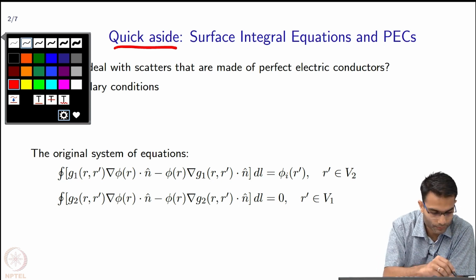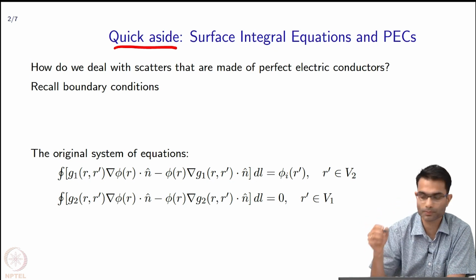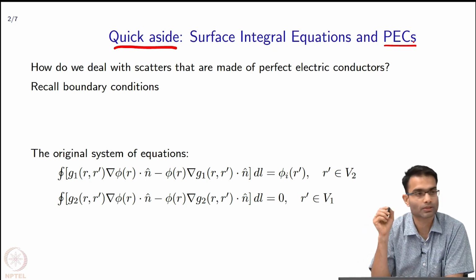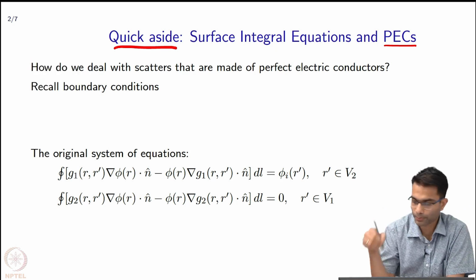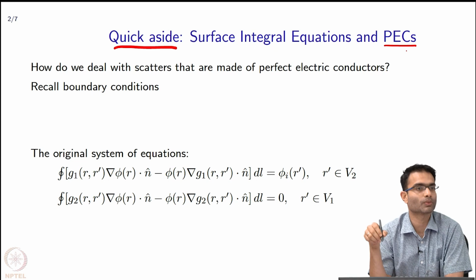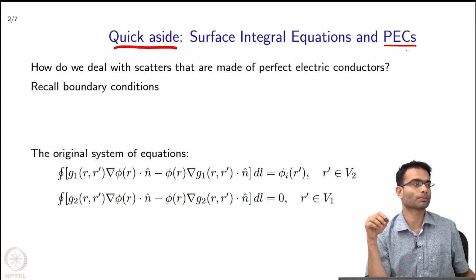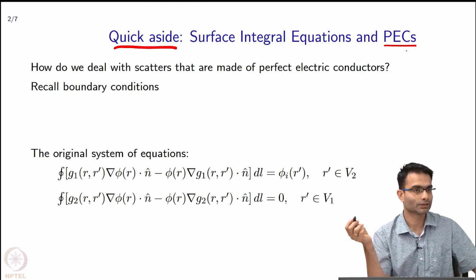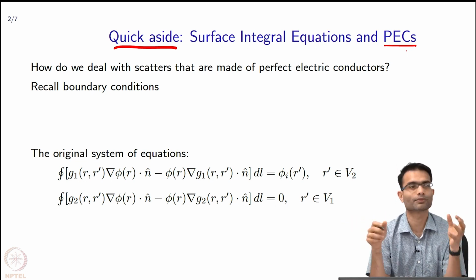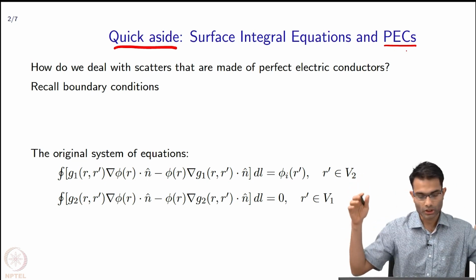About surface integral equations in the presence of PECs. So, what is a PEC? A PEC is a perfect electric conductor. A perfect electric conductor is one which colloquially you will call a perfect metal. So, what is the property of a perfect metal? That conductivity is infinite. Therefore, we have studied all of this before, right? Charges do not reside in the volume, they all go to the surface.